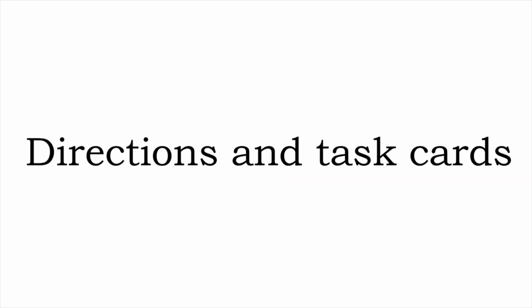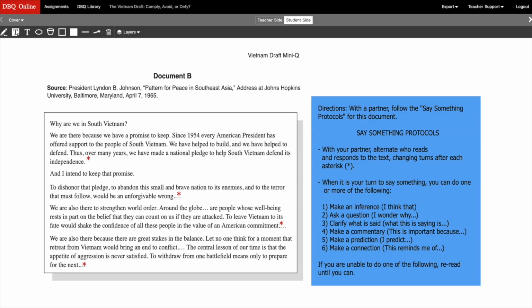Starting with number 10, you can add directions or task cards. In this example, I wanted my students to engage in a collaborative reading activity, so I left them instructions on a sticky note for the protocols I want them to follow. I also added an asterisk into the document so they know where to stop and discuss.